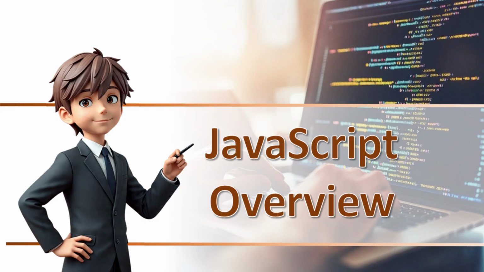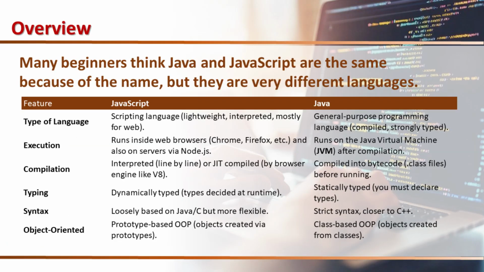First, let us understand the difference between JavaScript and Java programming. Take note that JavaScript is not Java programming. That is why we need to clearly understand their differences. In terms of type of language, JavaScript is a scripting language. It is lightweight, interpreted, and mostly used for web development. In contrast, Java is a general-purpose programming language that is compiled and strongly typed.